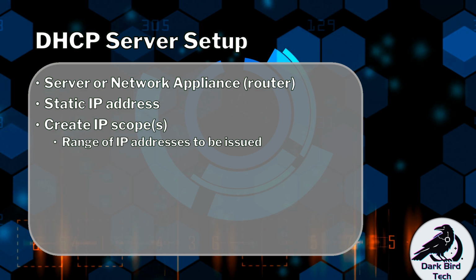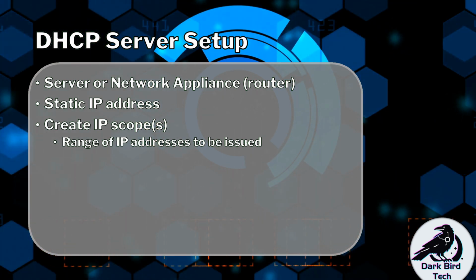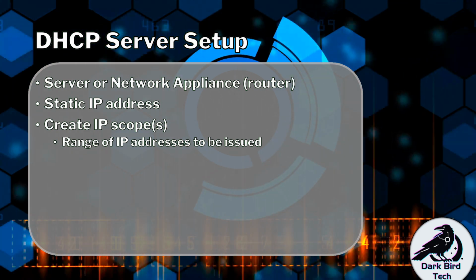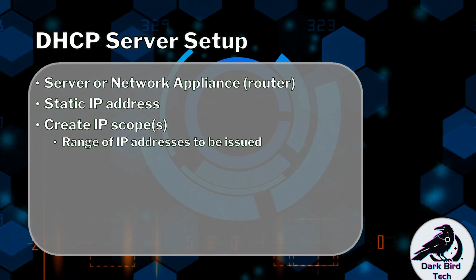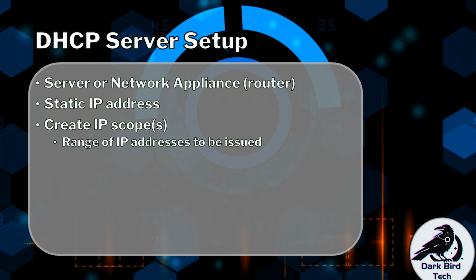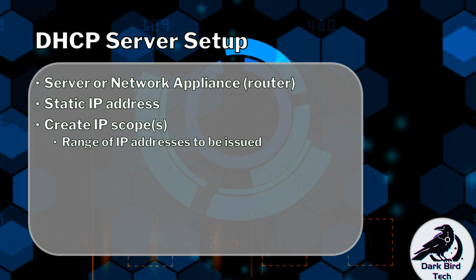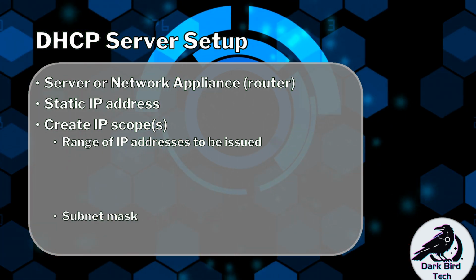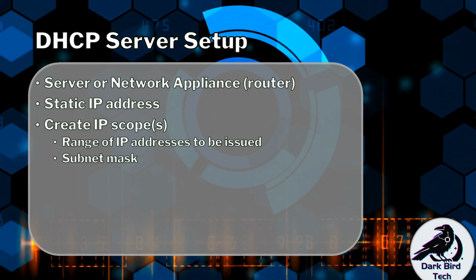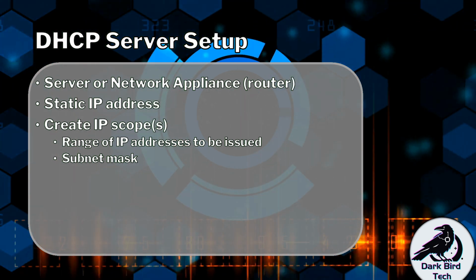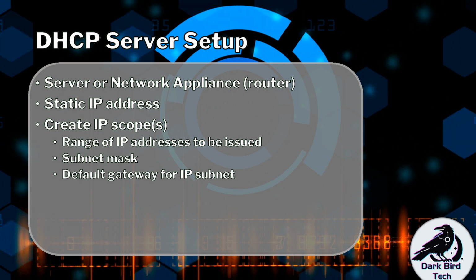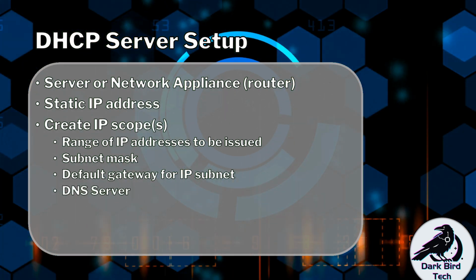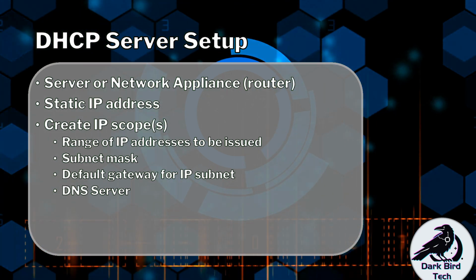Now, I will say this a few times in this video, but the range of addresses that get issued out does not have to encompass the entire IP subnet. You can start the range later into the subnet or end it before the last valid host address. You will also, in that scope, be setting up the subnet mask that those machines getting the addresses will be using, as well as the default gateway for that IP subnet, and the DNS server address as well, or multiple DNS servers, which would be beneficial.